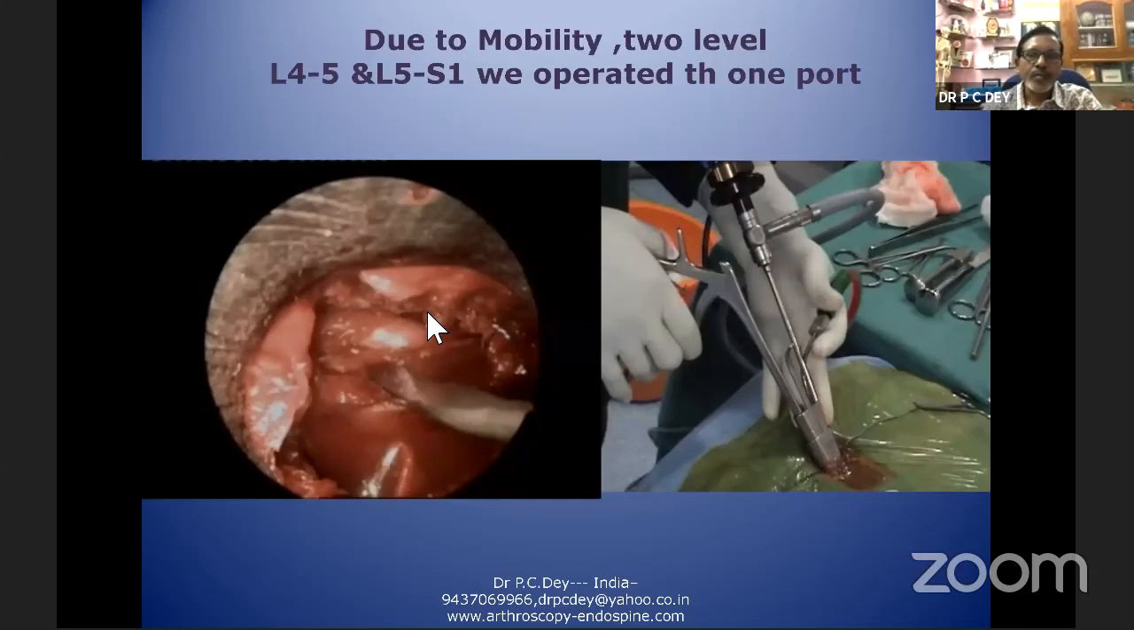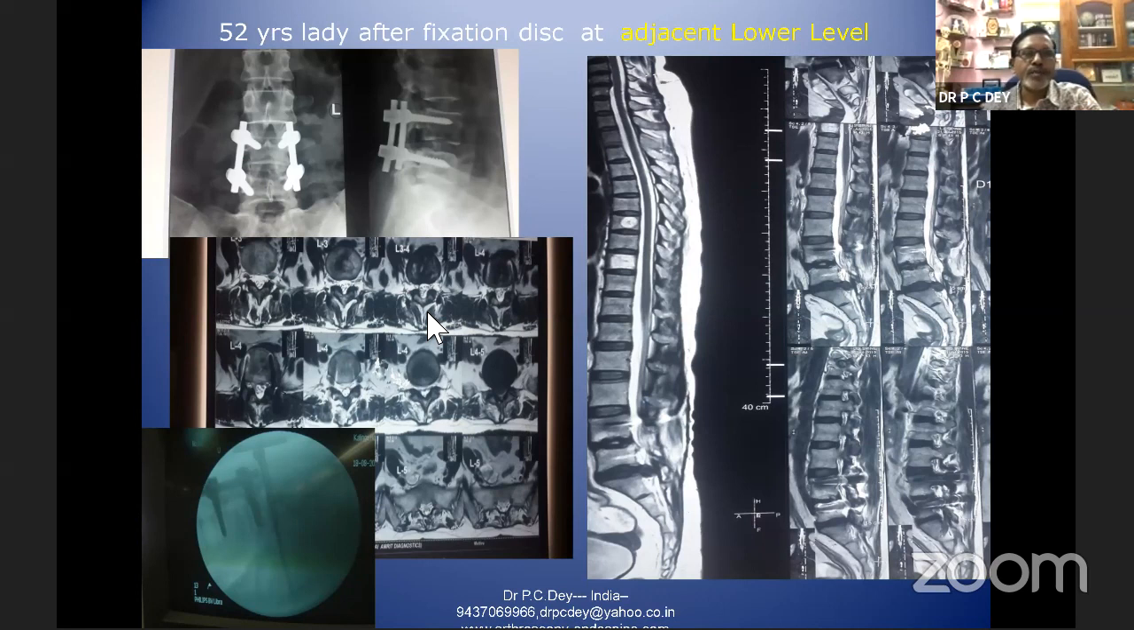Now coming to mobility, we have already discussed it. There is an example of a 52-year-old lady with adjacent level pathology.